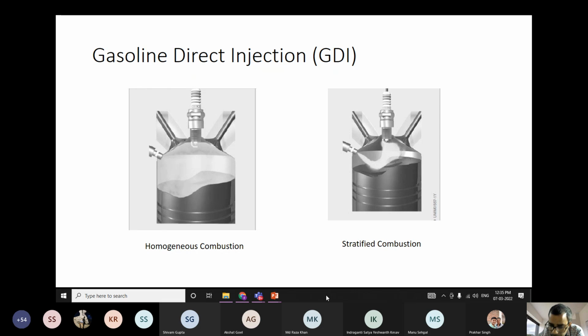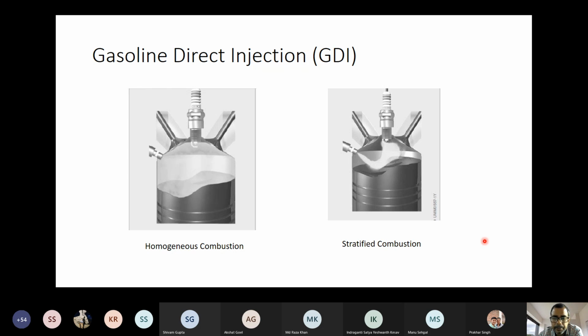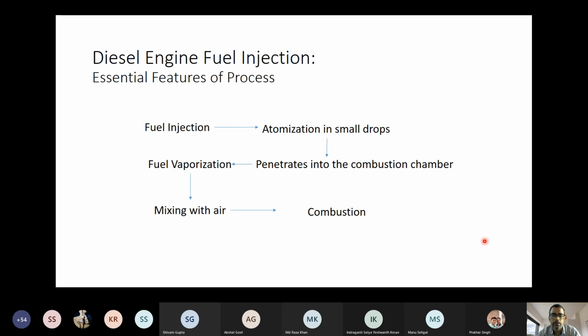Now let us discuss the diesel engine fuel injection system. What happens? My computer runs very slow. Yeah. Diesel engine.